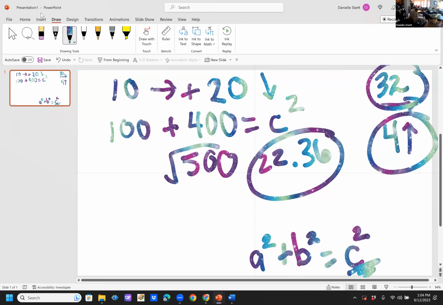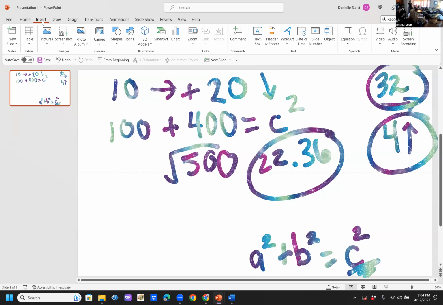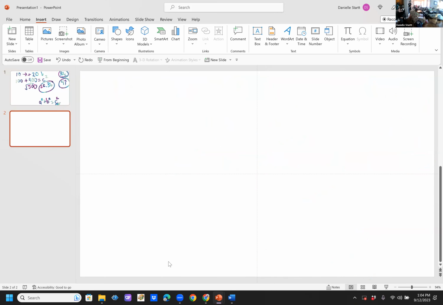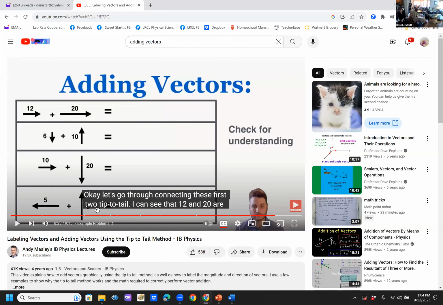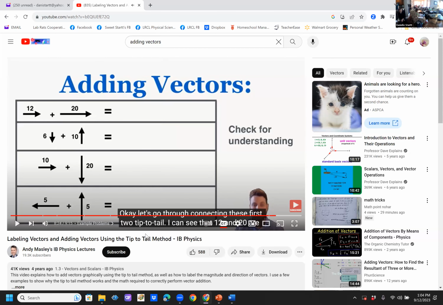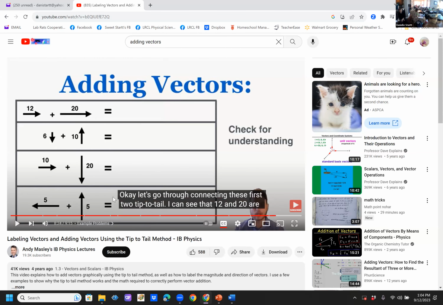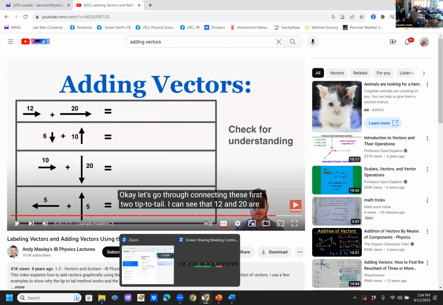Let's do a new slide. New slide. Blank. There we go. And let's see what our next problem is. Oh, shoot. I know, I can move it though. There we go. 5 to the left and 5 up.